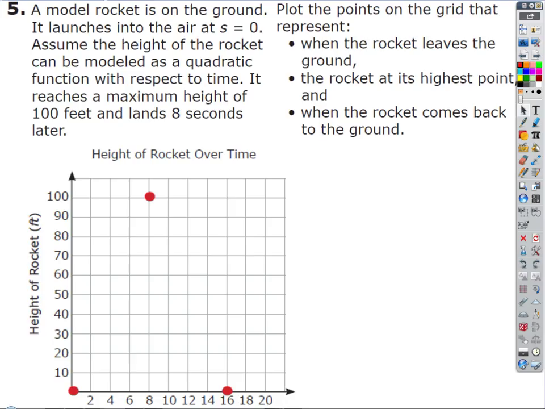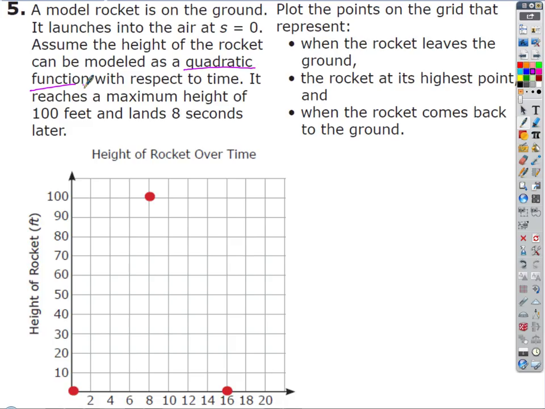This gets pretty easy. So a model rocket is on the ground. It launches into the air at s equals 0. Assume the height of the rocket can be modeled by a quadratic function. What does the graph of a quadratic function always look like? What do we call that? Parabola, right? It's always a U-shaped parabola, right? What do you know about parabolas? Do they have symmetry? They do, right? They always have folding symmetry about the axis in the middle. If you draw a vertical line through the vertex, each part looks like a mirror image of the other, right? So we know we have that kind of symmetry.